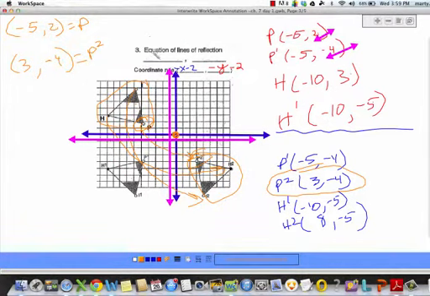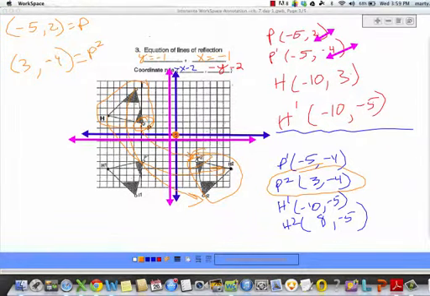So my line of reflection going over would be y equals -1, and then my line of reflection going down, from the top to the bottom, will be x equals -1. And there we have it.